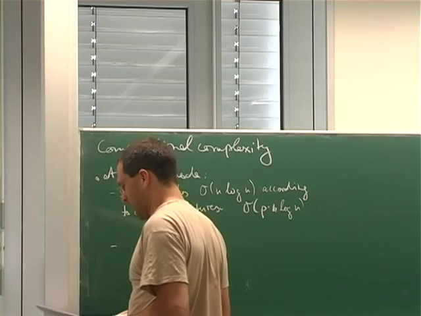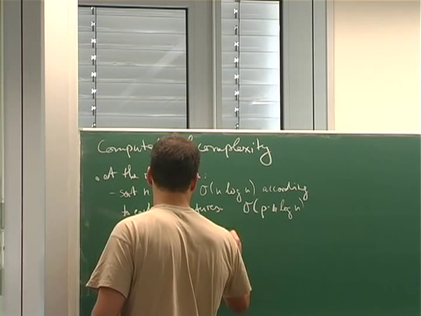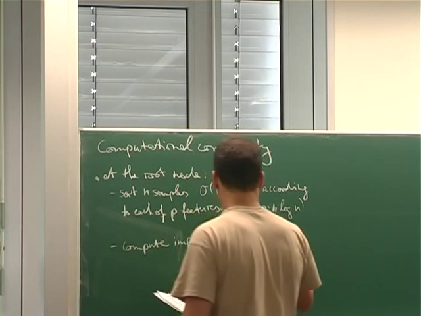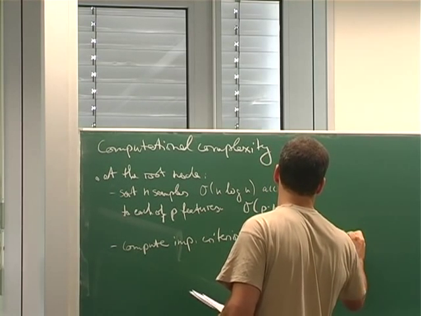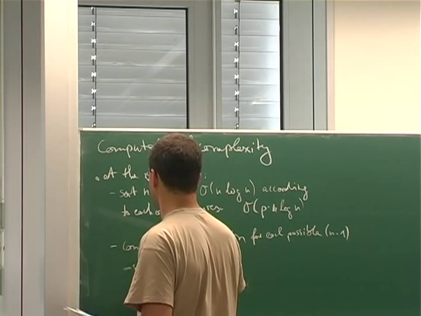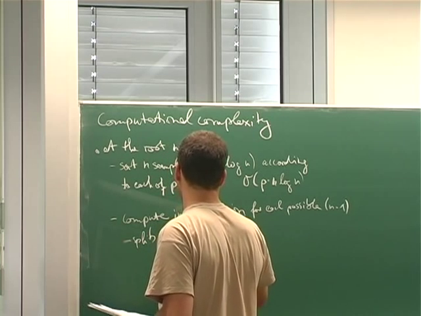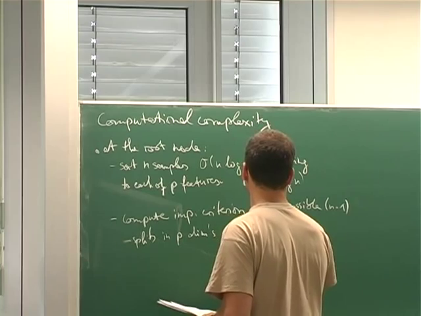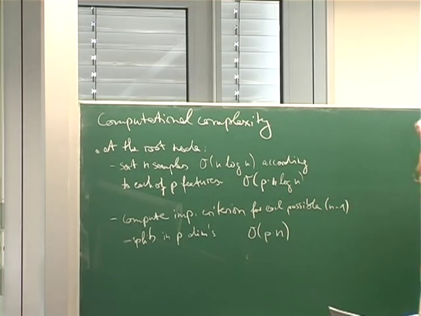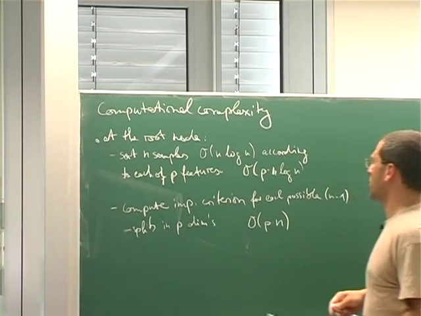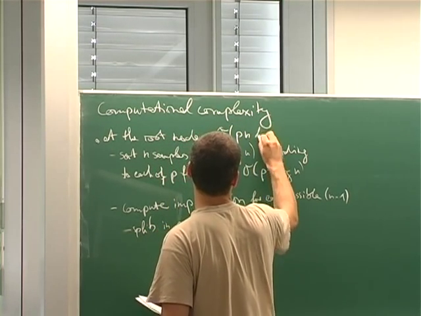And we then need to compute the impurity for each of our possible splits. And if we have n points, then we have n minus one possible splits between these points, in the p dimensions. So this would be order of p times n. So the overall complexity at the root node, if we combine these two, would then be order of p n log n.